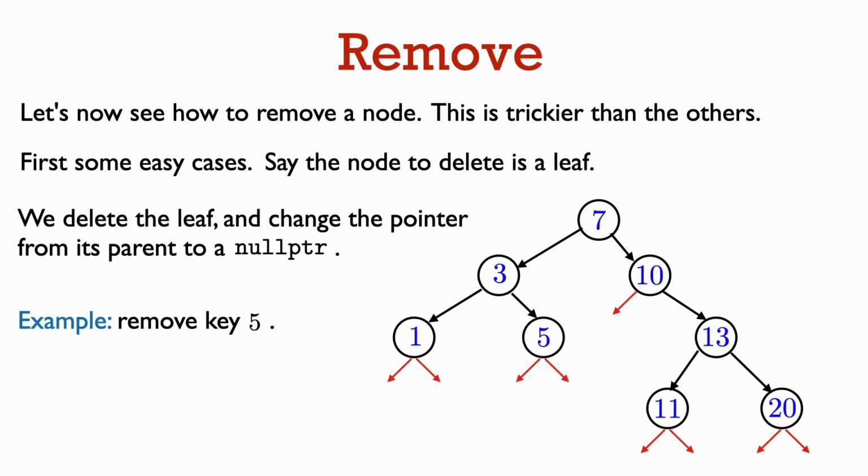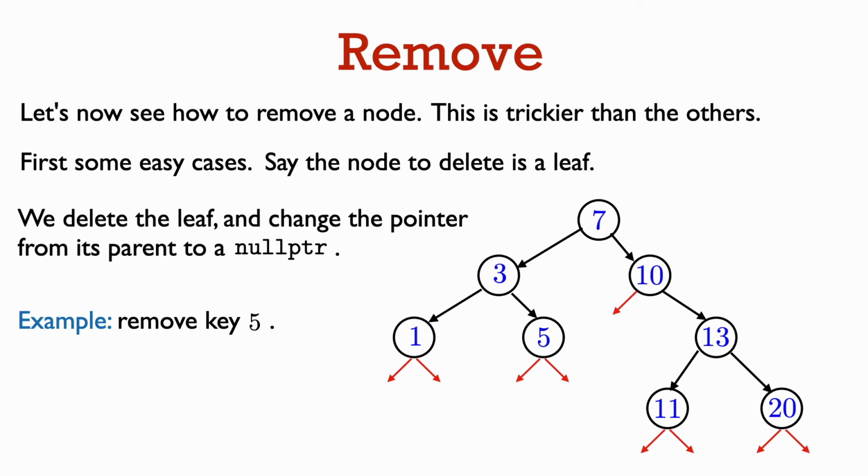Finally, we come to removing a key from the tree. This algorithm is trickier than the ones we have seen so far. Let's start out with an easy case. Say that the node that we want to delete is a leaf. In this example, say we want to delete the node with key 5.